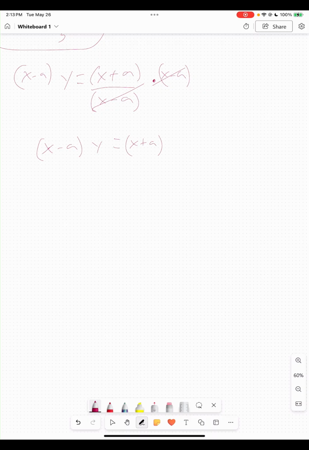Well, okay, I want my x's on the same side of the equal sign here, so I'm going to do that. I'm going to subtract x plus a from both sides. And I then will get x minus a times y minus x plus a equals 0. Okay, so I can distribute this y here across all the stuff. So I then get xy minus ya minus x plus a equals 0.